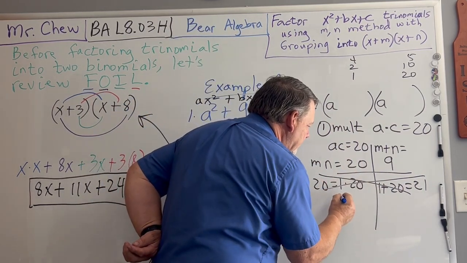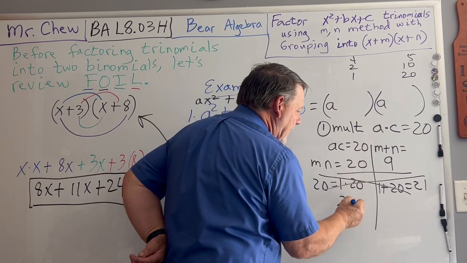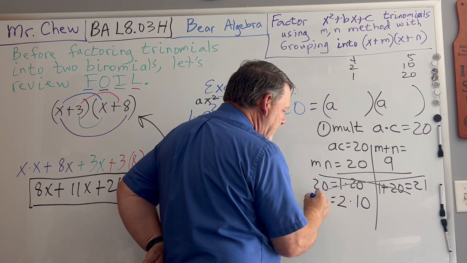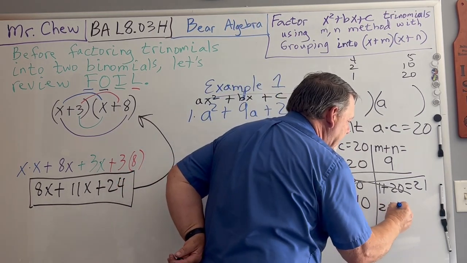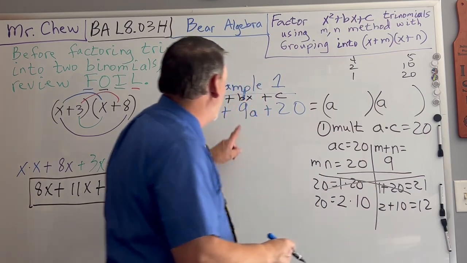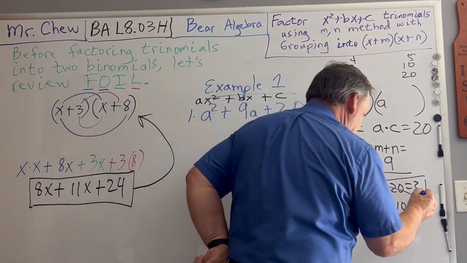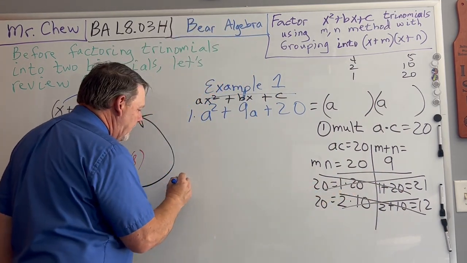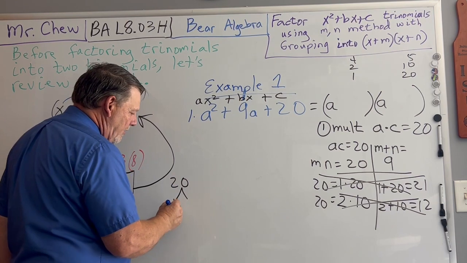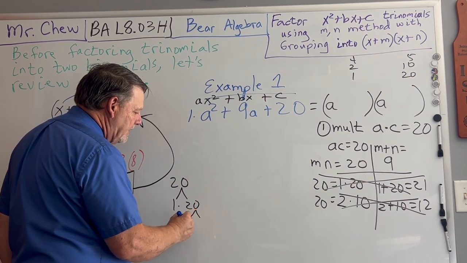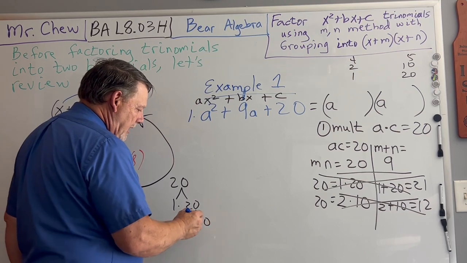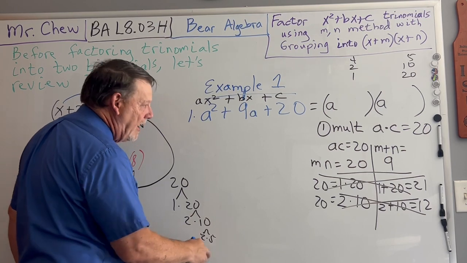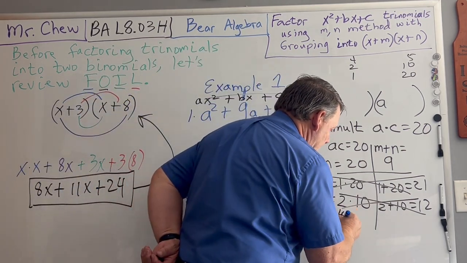Now I go to 2 times what gives me 20? 10. 2 times 10 gives me 20. And 2 plus 10 gives me 12. Is 12 9? No. So now some people say, yeah, but how are you getting all these numbers? Well, one thing you could do is a factor tree. I know it's going to be 1 times 20, and I know 20 is going to be 2 times 10, and then the 10 can be 2 times 5. That means now I could take 4 times 5, and that does equal 20.